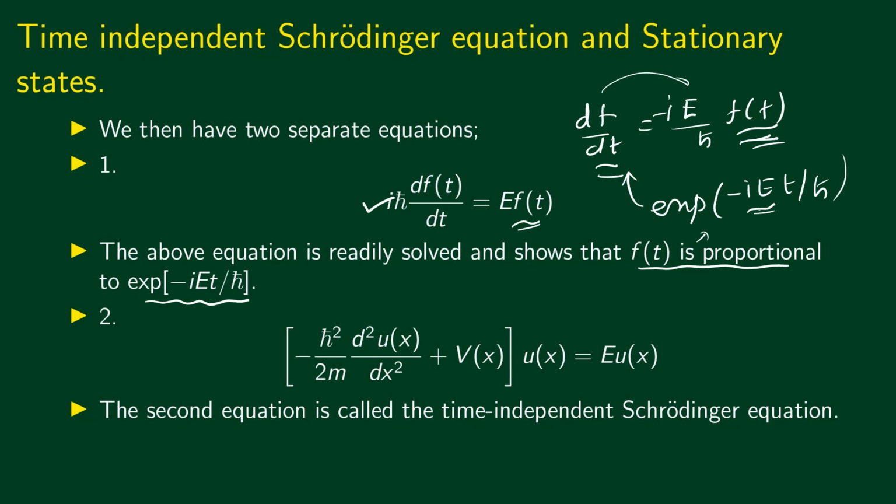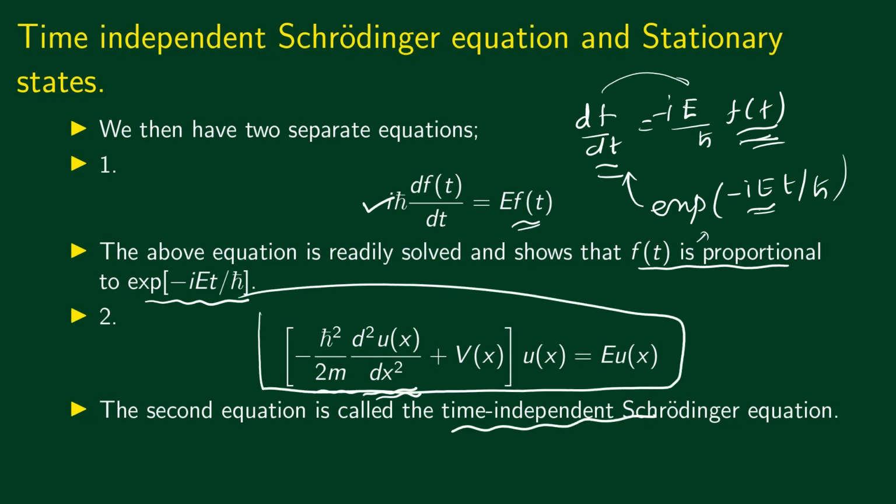And the second equation is minus ħ² divided by 2m d²u(x)/dx² plus V(x) u(x) is equal to E multiplied by u(x). Now this is in the form of an eigenvalue equation, right? And this is called the time independent Schrodinger equation. Clearly this is an eigenvalue equation for the function u(x). We have got the Hamiltonian operator acting on u(x) to give a constant E multiplied by u(x).